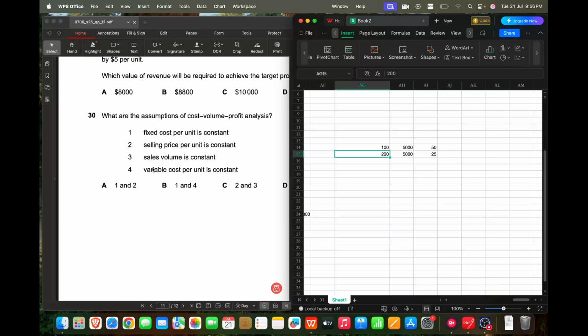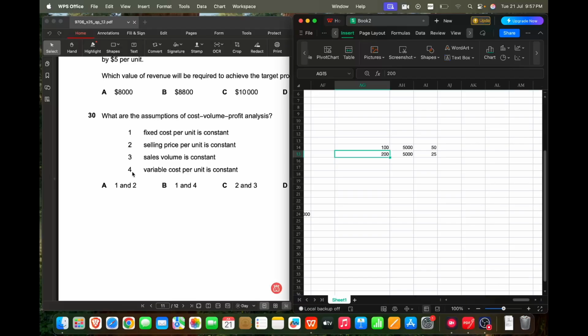Second one, sales volume is constant. Again, I just did the analysis out here where we are changing the number of units that we are selling from 100 to 200 and sometimes 200 to 500, 500 to 1000, and we are looking at what effect it has on the profit. Okay, so sales volume would keep on changing and it is not constant, so this is not the right option.